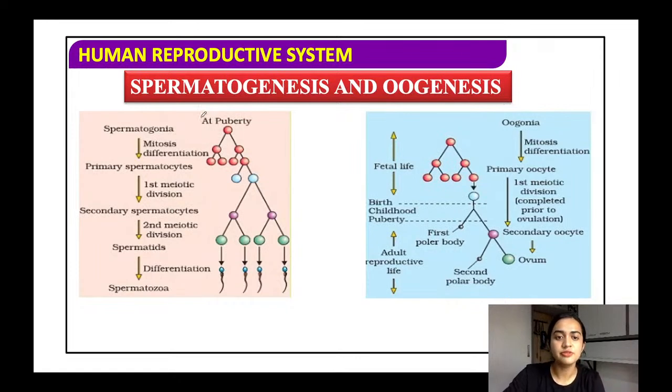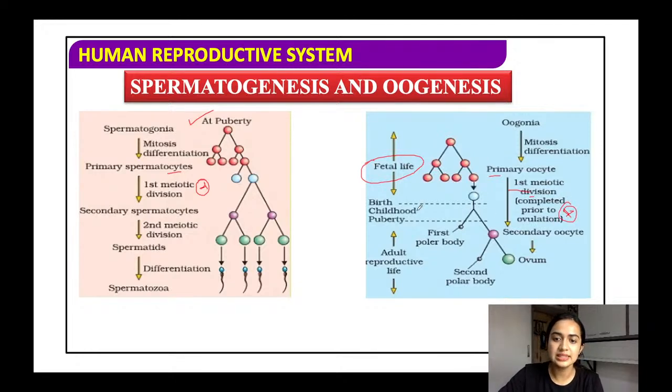So basically the first difference is that spermatogenesis starts at puberty. This will start during the fetal life itself. All right. So now first both of them undergo mitosis. And then they form primary spermatocytes, and they form primary oocytes. Now both will undergo meiotic division. In meiotic division here, equal and similar looking haploid cells of the same size are formed. Here, one large oogonia and one small polar body is formed. And then this first meiotic division is completed prior to the ovulation.